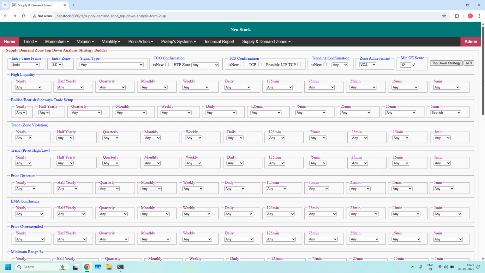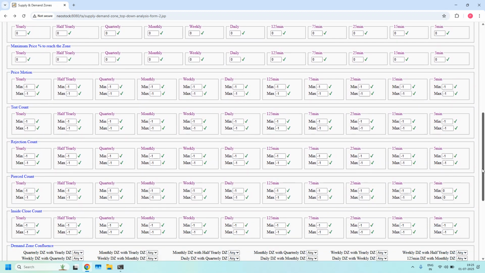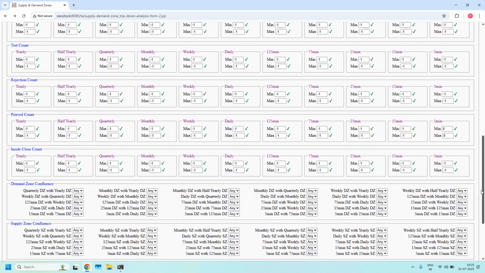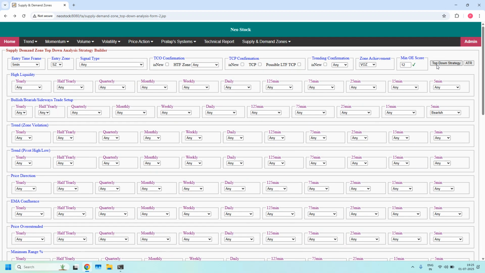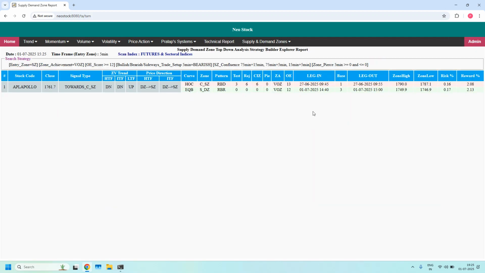That is 5 minutes, 15 minutes and 75 minutes. All 3 supply zone confluence supported stocks. 3 filters we have to set. First one is already enabled. Next 5 minutes and 75 minutes. And 15 minutes and 75 minutes supply zone confluence. With all the 3 filters, we got only 1 stock.